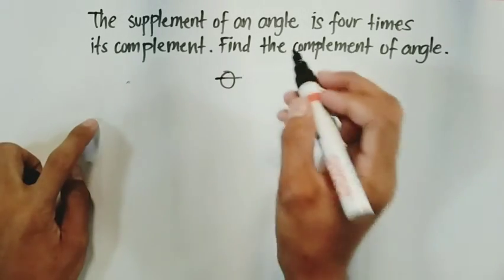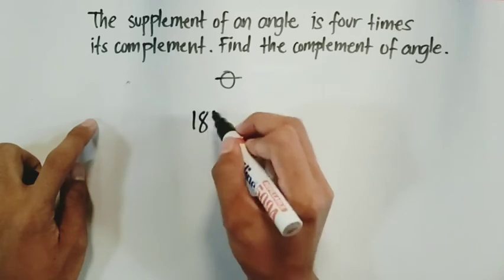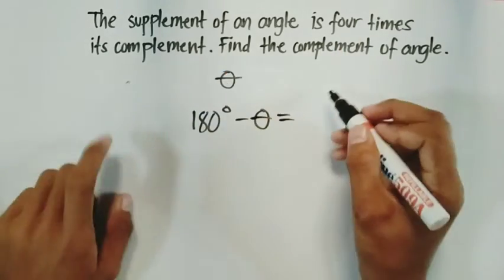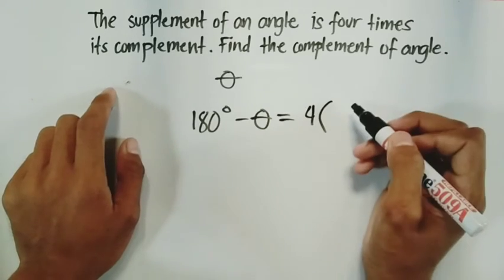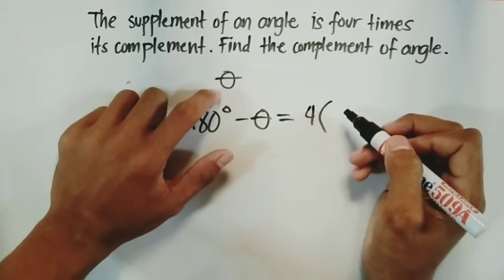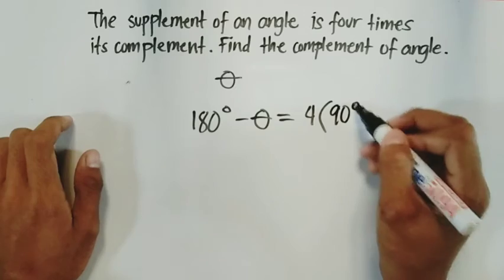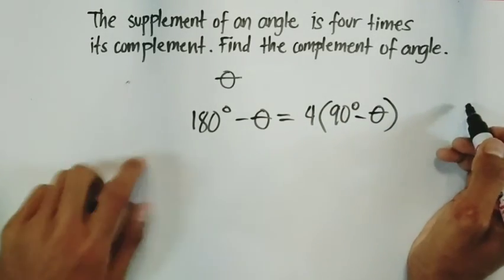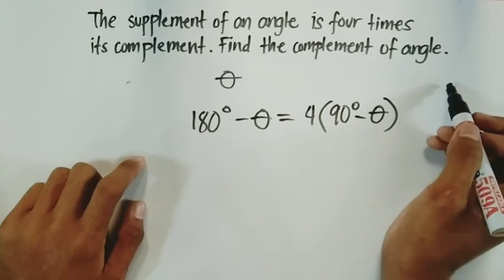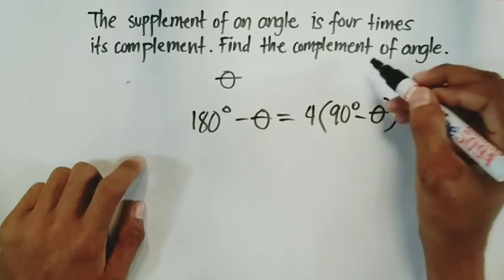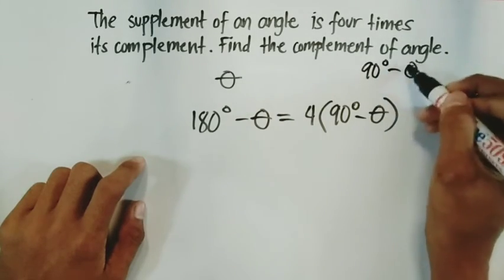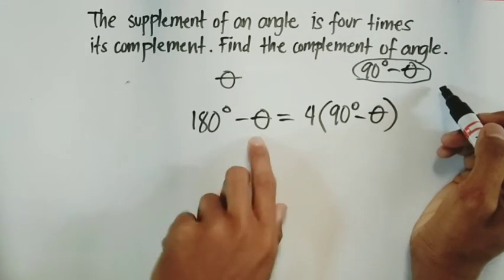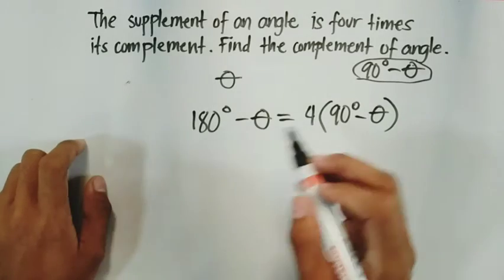So, ang supplement daw ng angle, theta, is, so, ayan yung supplement niya, is 4 times its complement. So, anong complement nito? Di 90 degrees minus theta. Yung kanina nga. Yan, di ba? Then, find the complement of an angle. Ang hinahanap natin yung complement. Ang complement niya is 90 degrees minus theta. Ito yung hahanapin natin mamaya. But, we will solve first the angle, yung theta.